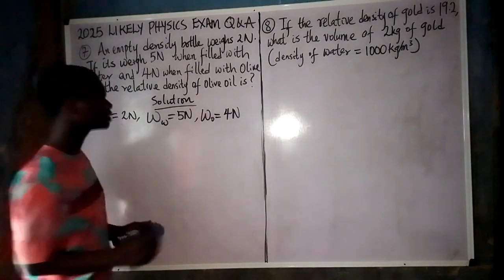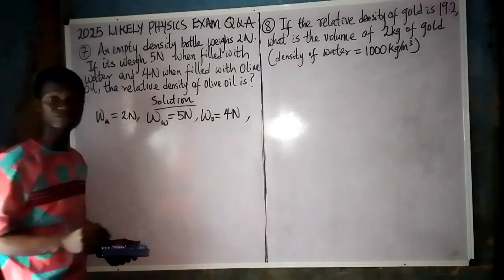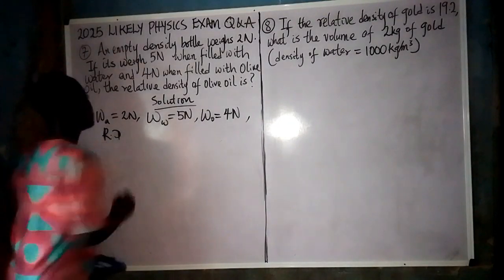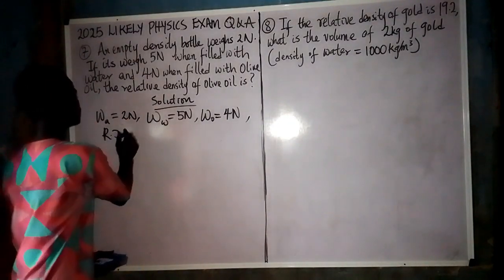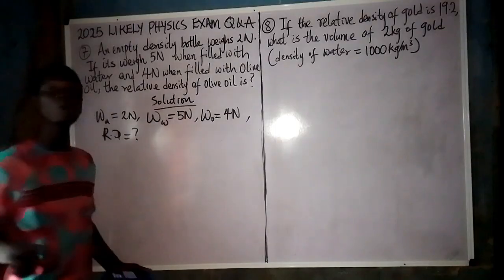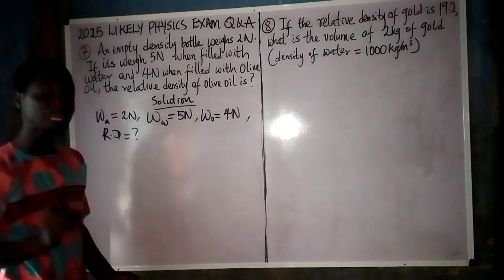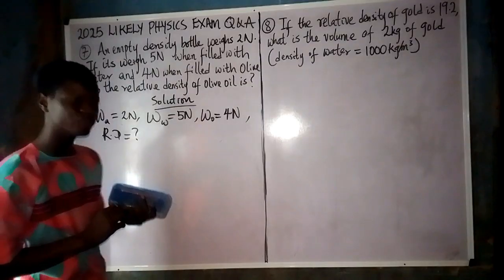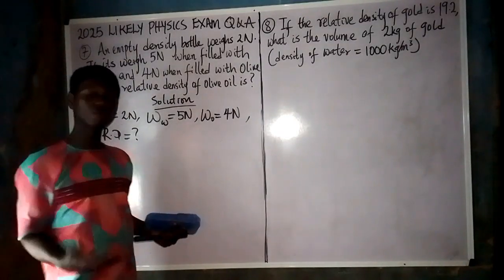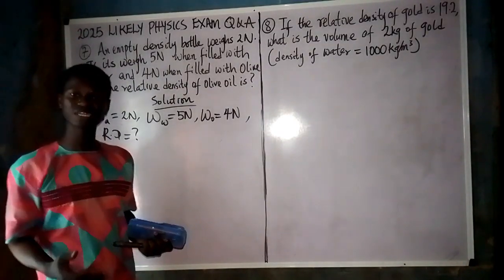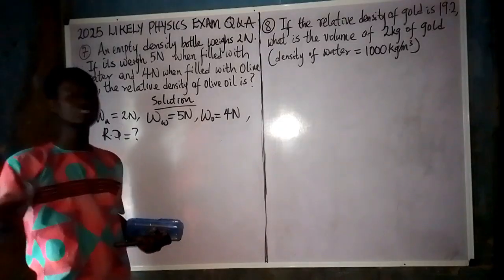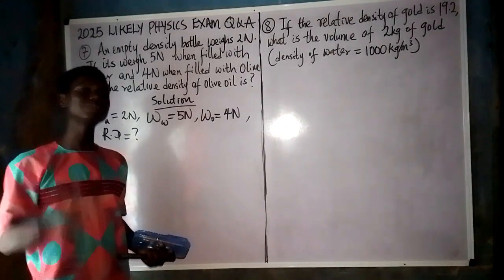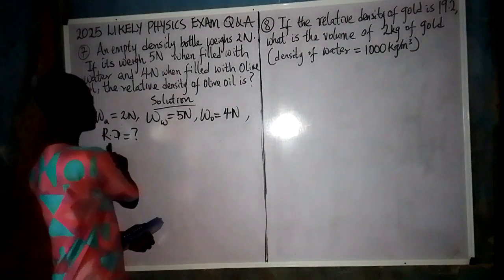Now in physics, the symbol for relative density is what? Capital R and D. So RD is unknown for olive oil. I hope that is clear. We are finding the RD of olive oil. Now if you have come across the lecture on relative density and density, you will discover there are different formulas for density and relative density, RD.